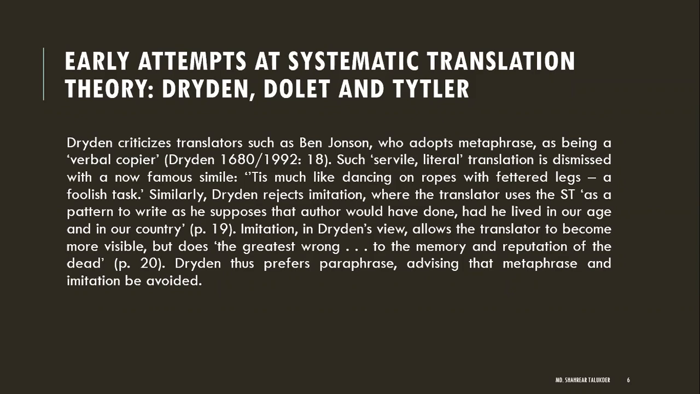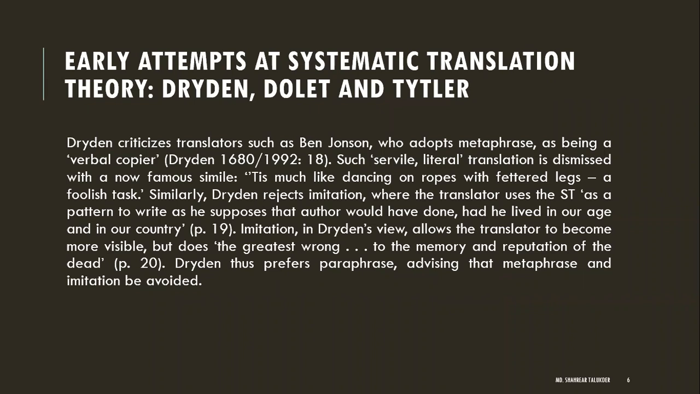Because it is only a literal translation of the words. Then he goes farther by saying this, such servile and literal translation is dismissed with a now famous simile. How does he dismiss it? He doesn't like this translation, so he used a metaphor to explain it. Servile means utterly lowly, like a slave. So I become a slave to the original text when I go for word for word translation. Do you get the idea what I'm saying?